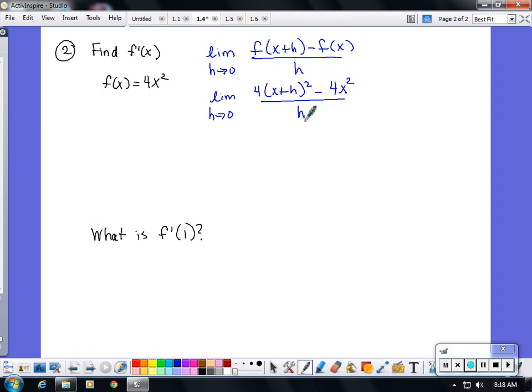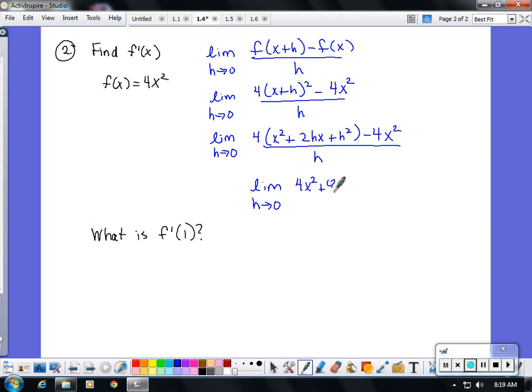If you plug in 0, you get undefined. So the whole point is we need to get rid of that h. So I'm going to do like I did on the previous one, and I'm going to FOIL the top. You've got a 4, square the first, multiply x and h together, times 2, square the last. If you can't do that little shortcut, go ahead and write your parentheses twice and use the FOIL method. So now let's distribute the 4. 4x squared plus 8hx plus 4h squared minus 4x squared, all divided by h.